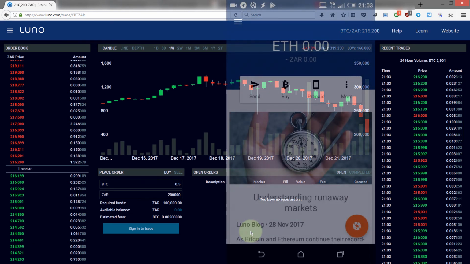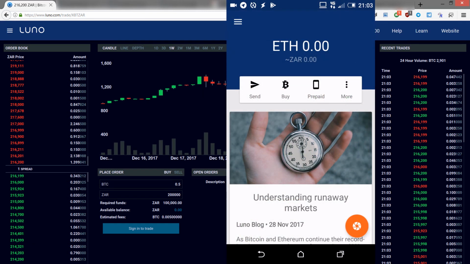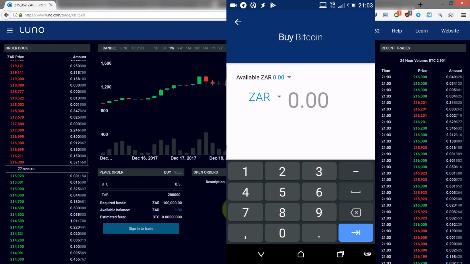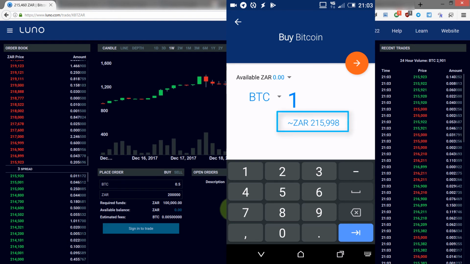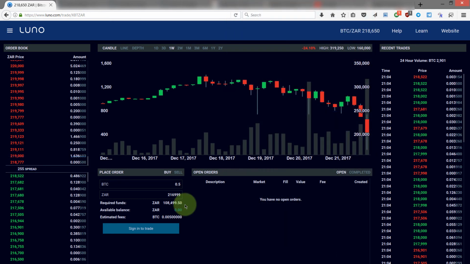So we started this video by looking at Luno's instant buy option, and you might be wondering what the difference is between the instant buy and the exchange. So looking at the instant buy again, if I go buy Bitcoin, and let's just put in 1 Bitcoin and look at the price on instant buy, it's almost 216,000 Rand. Looking at the exchange again, that same price is the current asking price for this person wanting to sell Bitcoin. It becomes a little bit clearer to see that the instant buy and the exchange are exactly the same thing.